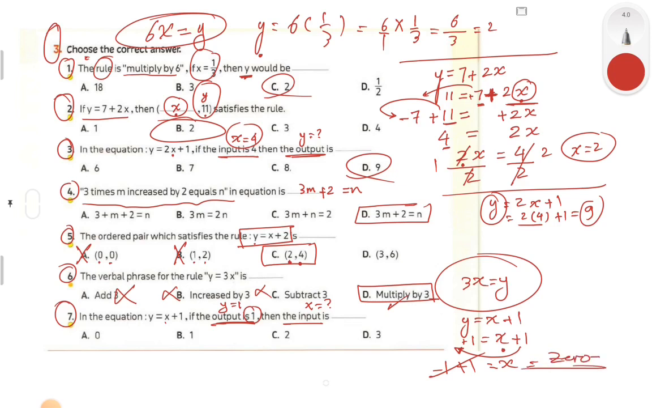Right? 1 positive and 1 negative together equals 0. 2 positive and 2 negative equals 0. Negative 3 plus 3 is 0. Negative 4 plus 4 is 0. The same thing, 1 minus 1 equals 0. So the value of x equals 0. Go to the next question.